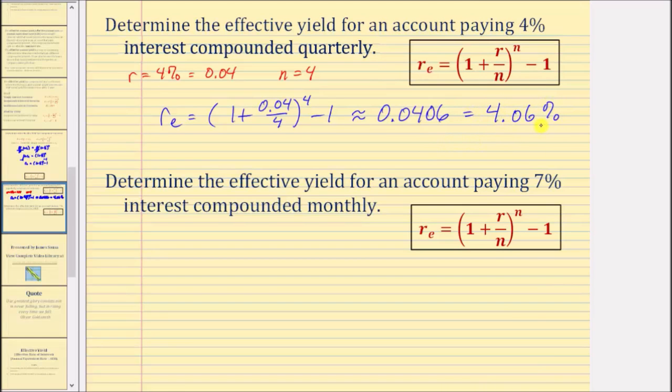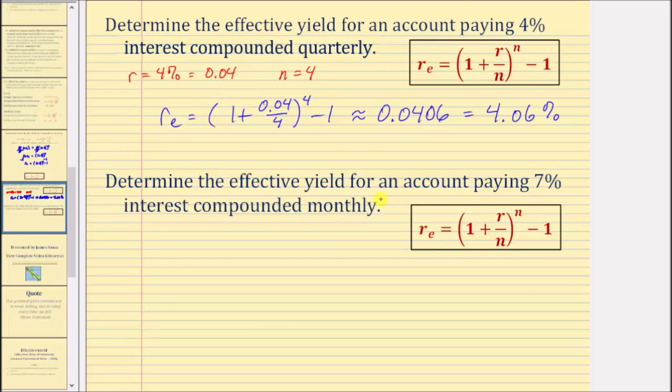To multiply by 100, we could just move the decimal point to the right 2 places. So this tells us a simple interest rate of 4.06% will yield the same return as an account paying 4% interest compounded quarterly after 1 year. Let's look at a second example.